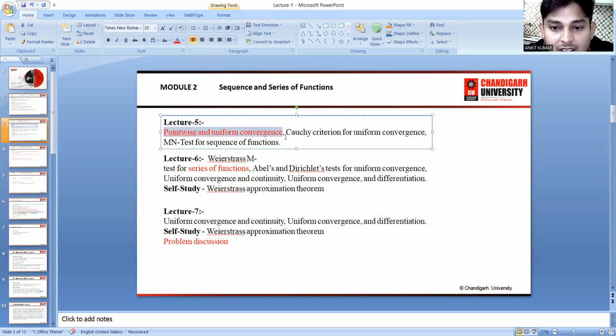After that, Cauchy criterion for uniform convergence. There are many theorems for uniform convergence. Here we will discuss what Cauchy's criterion for uniform convergence is, and the M_n test for sequence of functions. What is Cauchy's theorem for uniform convergence? What is its necessary condition? And how will we prove the convergence of any sequence of functions with the help of Cauchy's criterion?